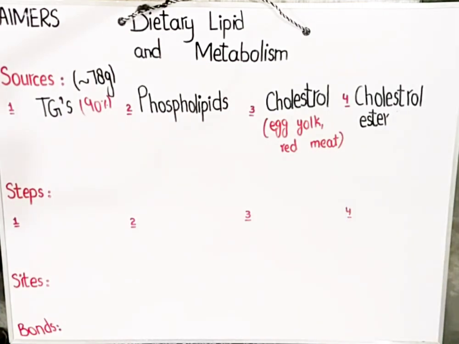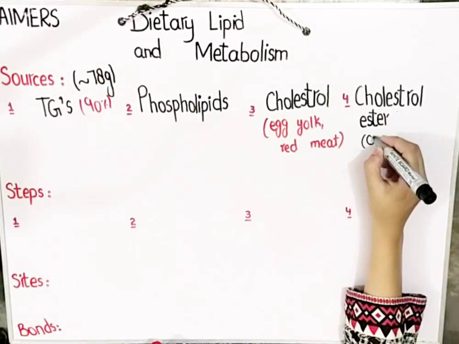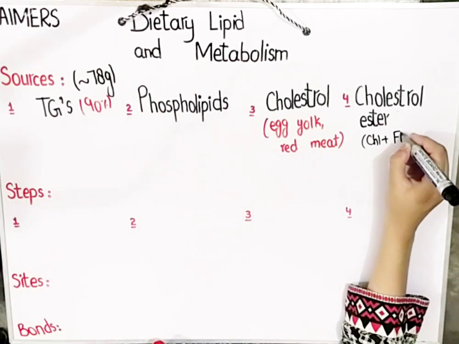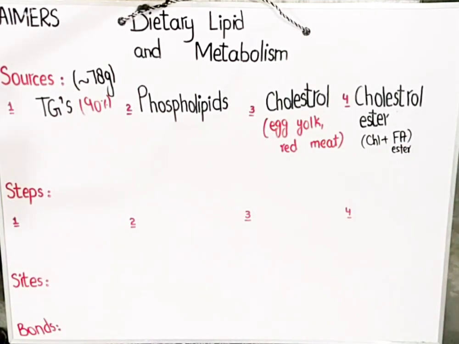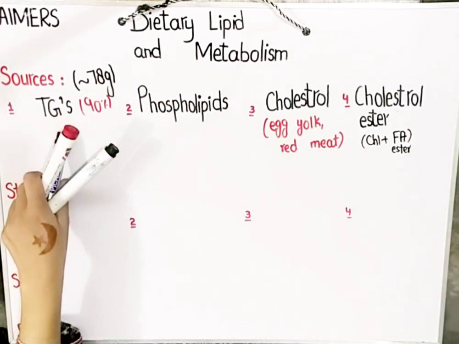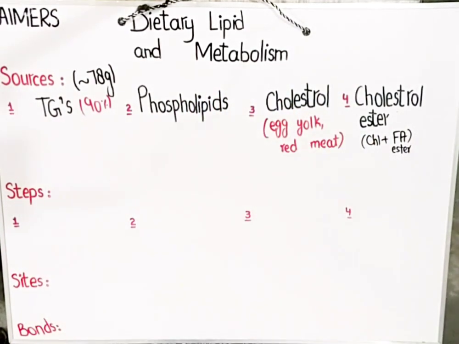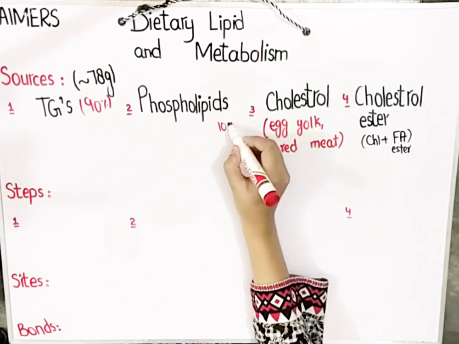So these are two important sources of cholesterol. And then we have cholesterol ester, meaning the cholesterol which is bound with fatty acid. It means cholesterol plus fatty acid, and they have an ester bond between them, so we call it cholesterol ester. Do remember 90% are the TGs and all these others make only 10% of the lipids in our diet.